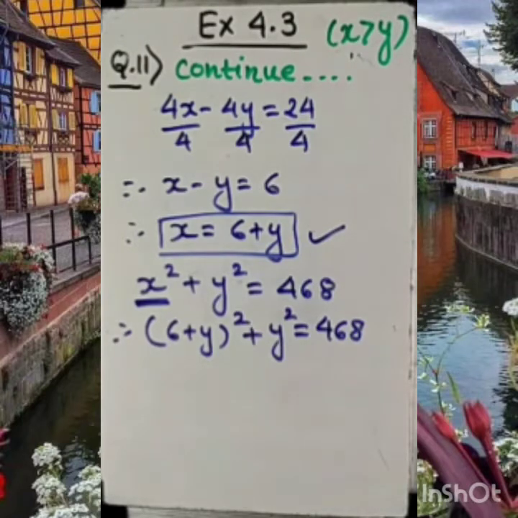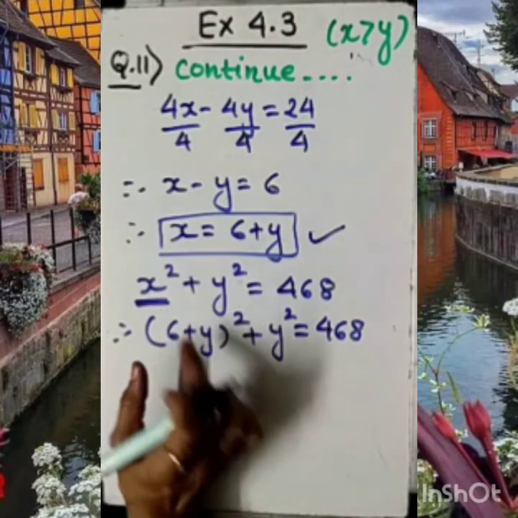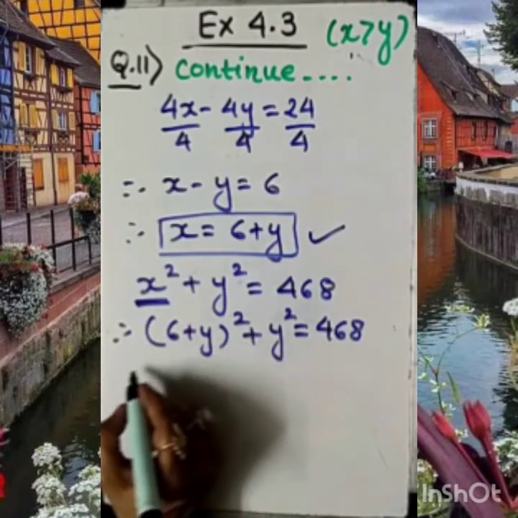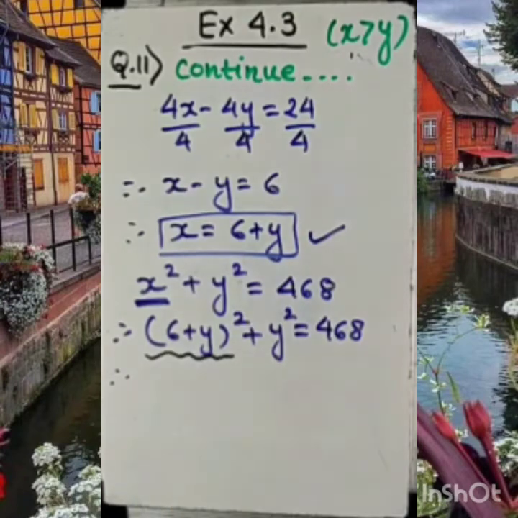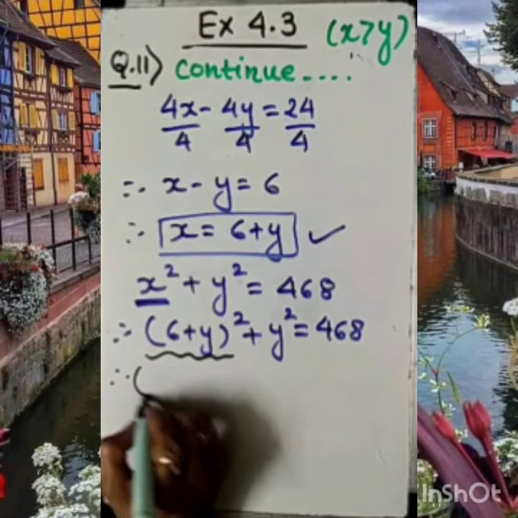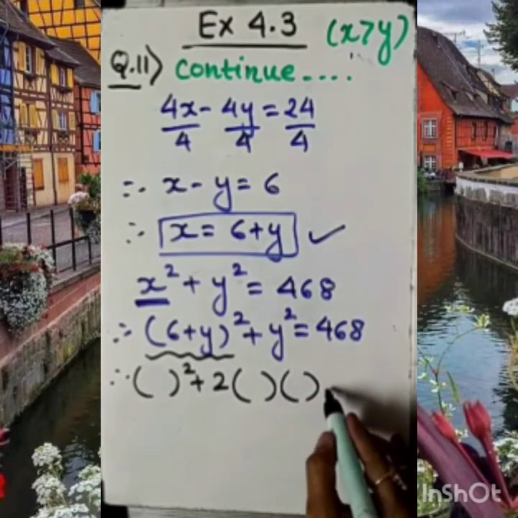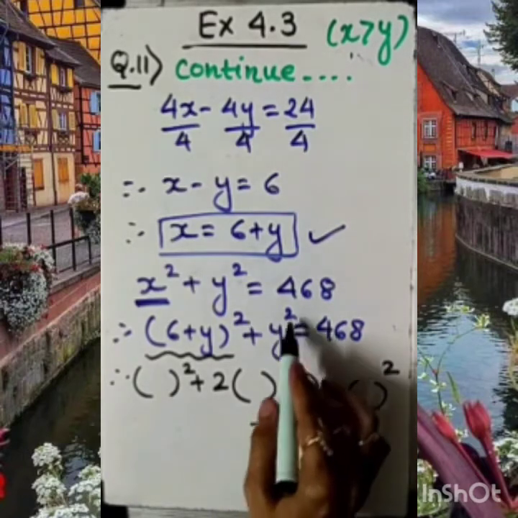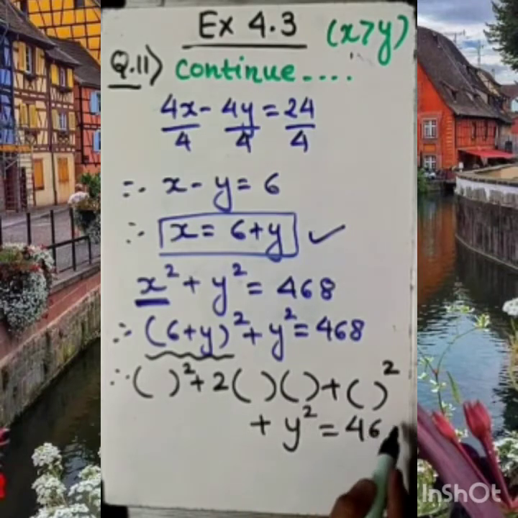Here, x, I am making a subject and substituting the value in place of x in the other equation. So dear student, here I need to apply the first identity. You know very well the (6 + y) whole square identity: a square plus 2ab plus b square, and plus this y square is already there. So let it be as it is, equal to 468.